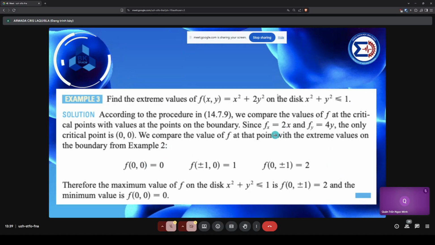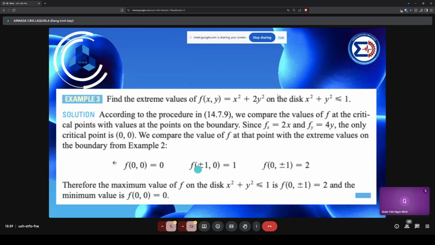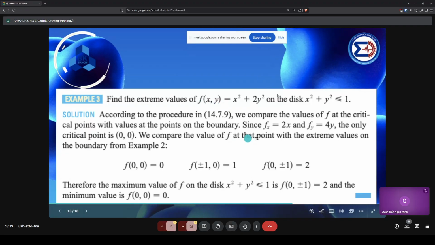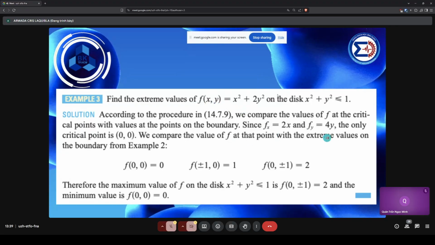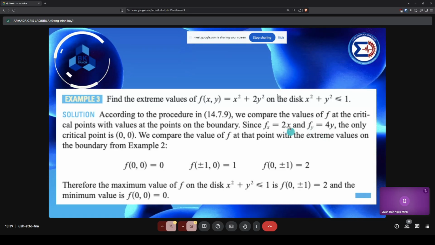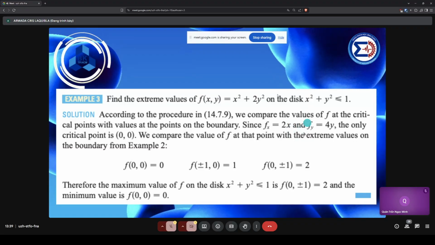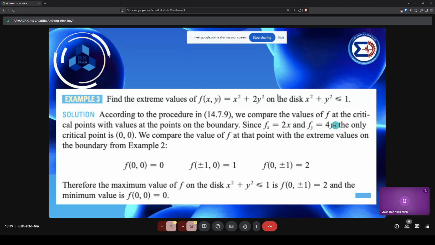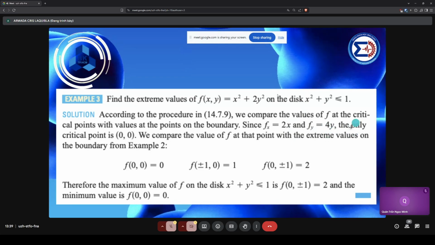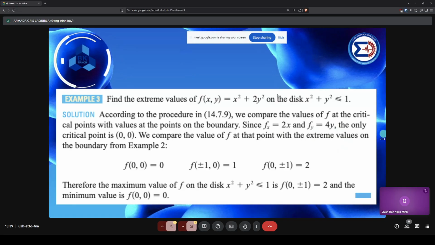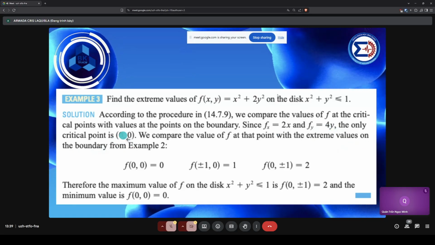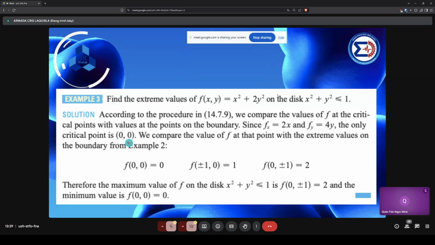Now, we have the same process that we're going to solve. If you get the fx and the fy, we take first the critical point. So here, equate this to 0. 2x is equal to 0, so your x is 0. Your fy is equal to 4y. Now equate that to 0, so 4y is equal to 0. Your y is also 0. And we have the critical point at (0, 0).